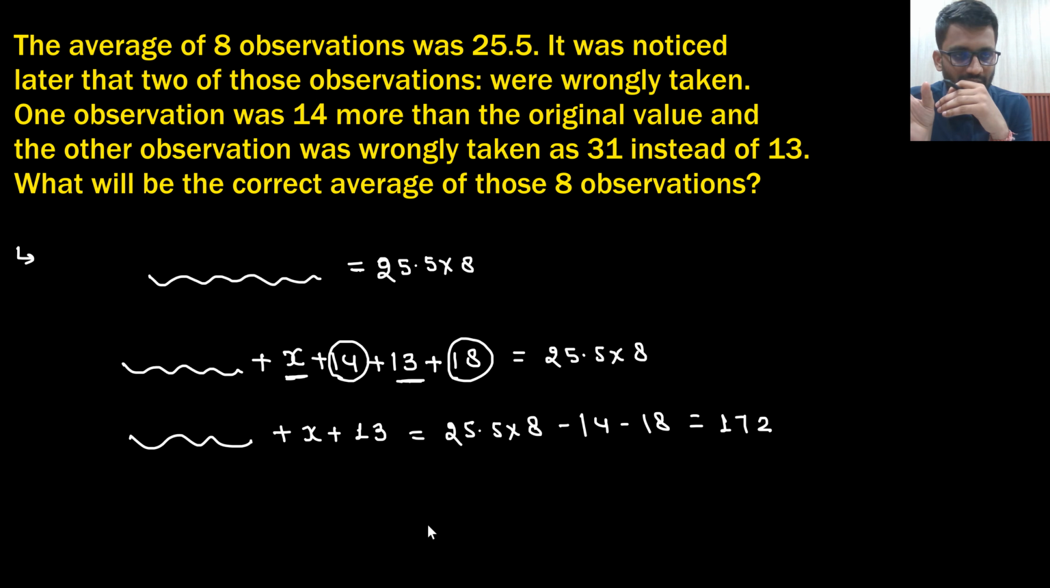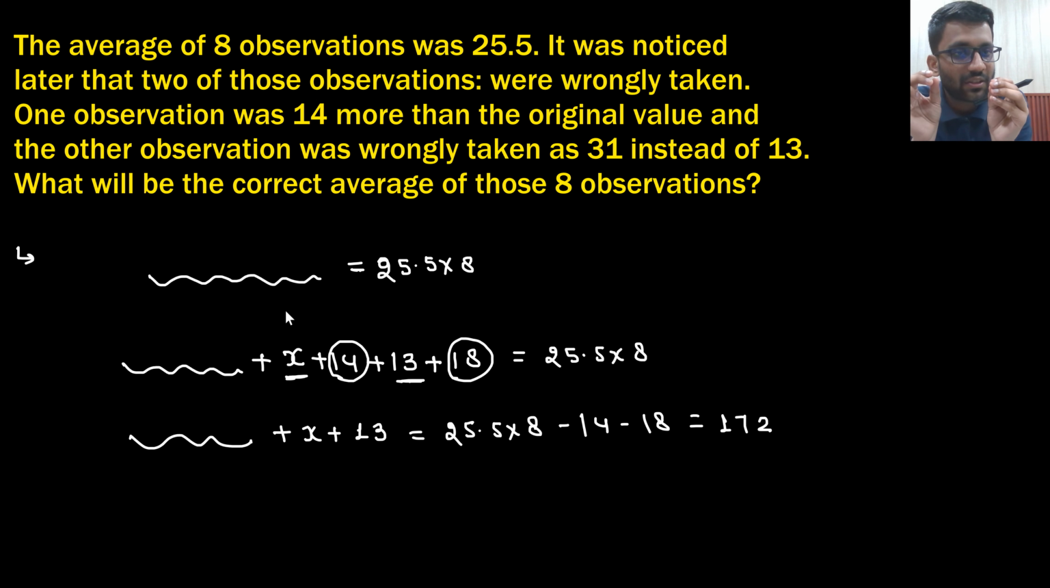There were 8 observations. The average was 25.5. So what was the total addition? 25.5 into 8. But later on we got to know that we mistakenly put some value 14 more. That means it should be x, but we have put x plus 14. So in this addition, x plus 14 is coming. On the other one, we should have put 13, but instead we have put 31. So 31 should not be there, 13 should be there. That means an extra 18 is also there.